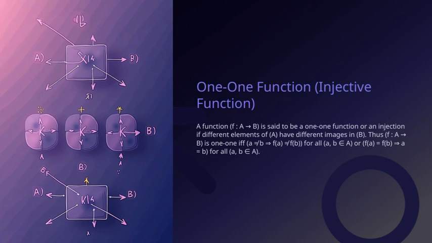This can be expressed in two equivalent ways. First, f is 1-1 if whenever a and b are in A and a is not equal to b, then f(a) is not equal to f(b). Alternatively, we can say that if f(a) equals f(b), then a must be equal to b. This second way highlights that the function never collapses different inputs into the same output.